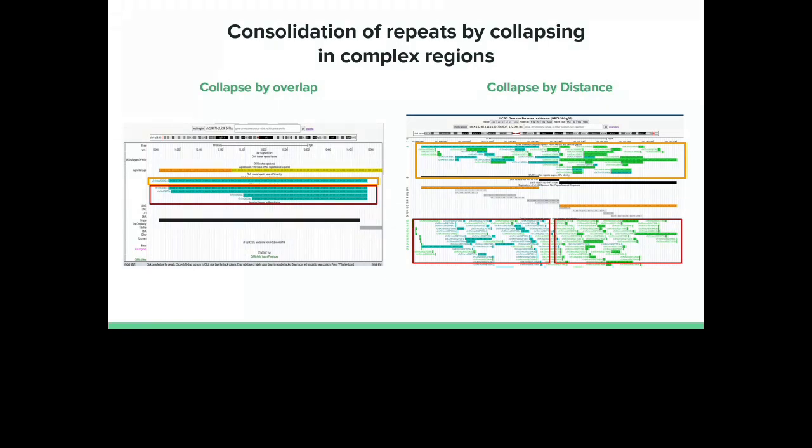And in the picture that is at the left, you can observe in the lower panel that there are several repeats that are not overlapping. And in the upper panel, you can observe how they are being collapsed by distance, resulting in larger alignments. So this is how our collapsing algorithm works.